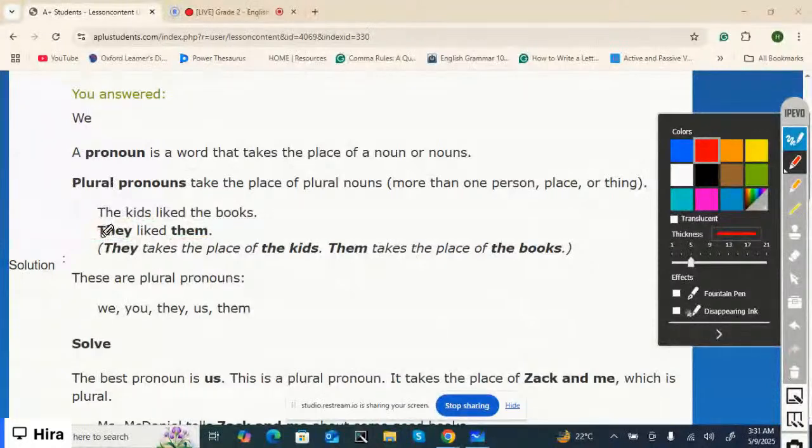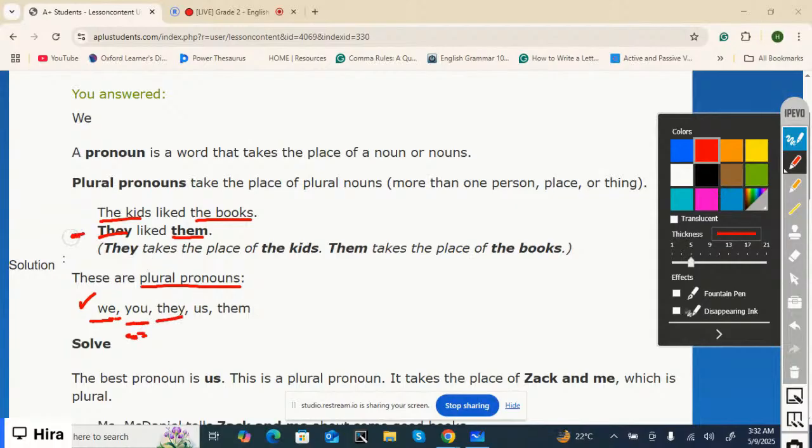So, plural pronouns take the place of plural nouns. Now we have some plural pronouns. These are plural pronouns. We is used when we talk about ourselves and another person. Then we use we. You. You must be confused here. Why is you a plural pronoun as well when we learned earlier that it is a singular pronoun? You is both a singular pronoun and a plural pronoun. If I talk to just one person sitting in front of me, that would be second person, and I'll call that person you. But if there is more than one person sitting in front of me, I'll use the same word, you. So you is both a singular and plural pronoun.